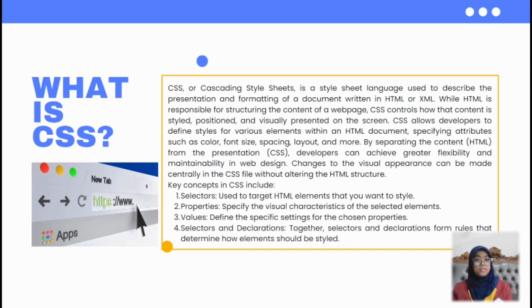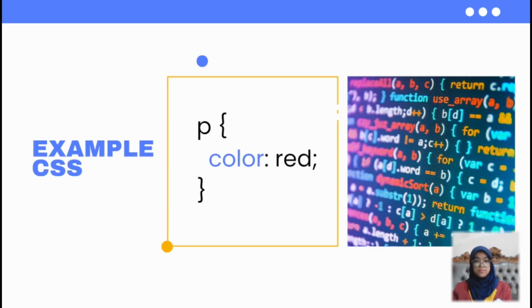Key concepts in CSS include: first, selector, used to target the HTML element that you want to style. Second, property, specifying the visual characteristic of the selected element. Third, values, defining the specific settings for the chosen properties. Fourth, selector and declaration: together they form rules that determine how elements shall be styled. This is an example CSS.